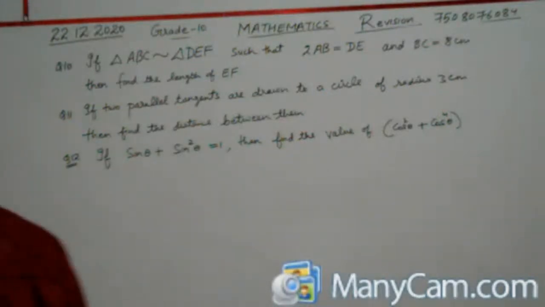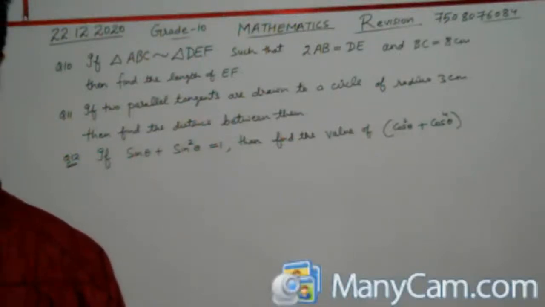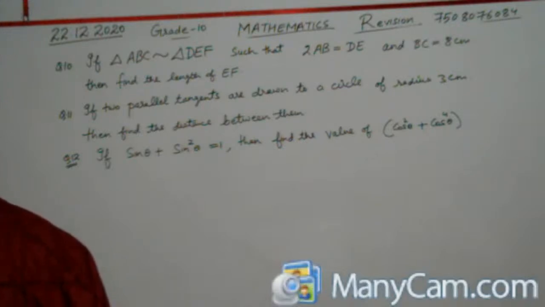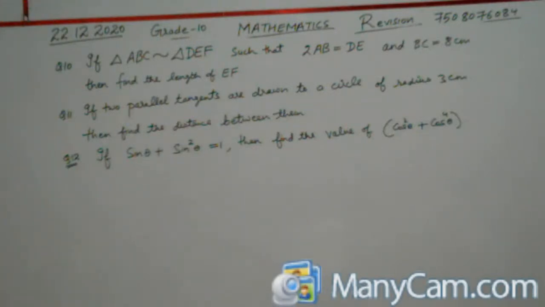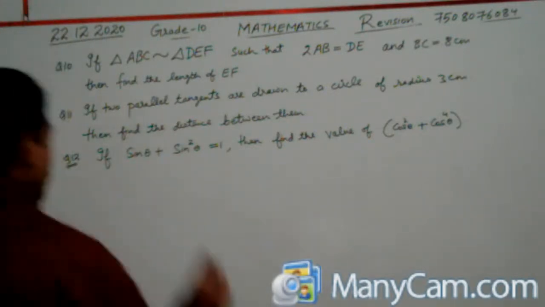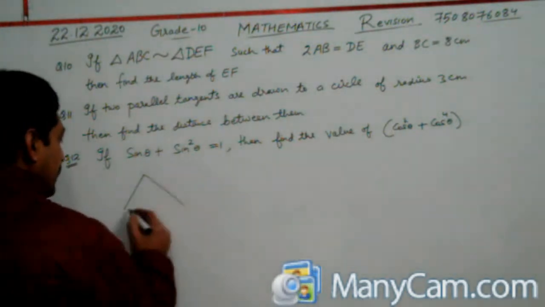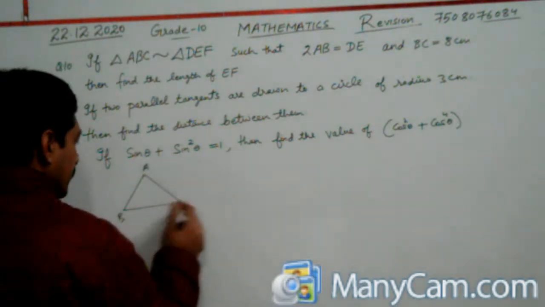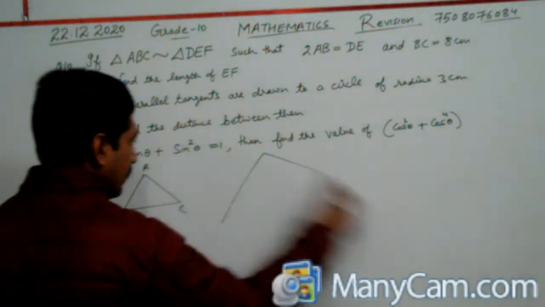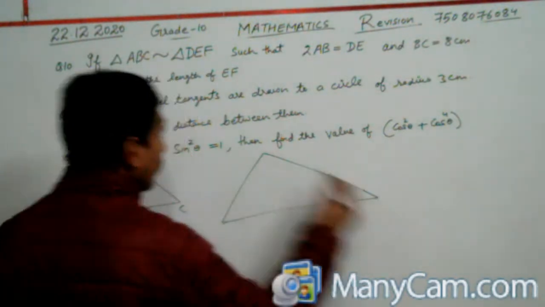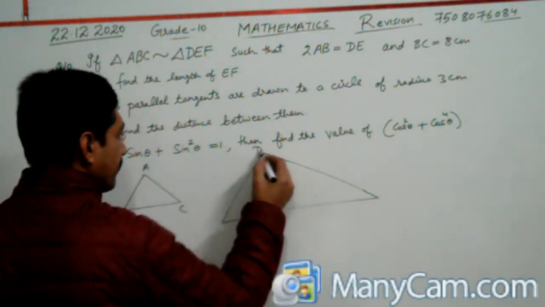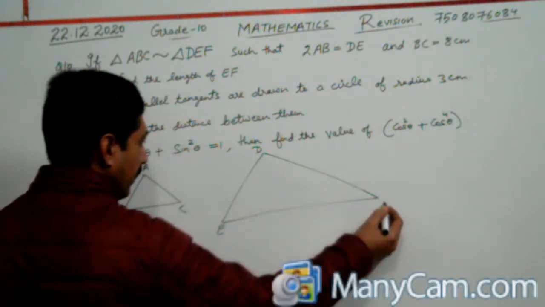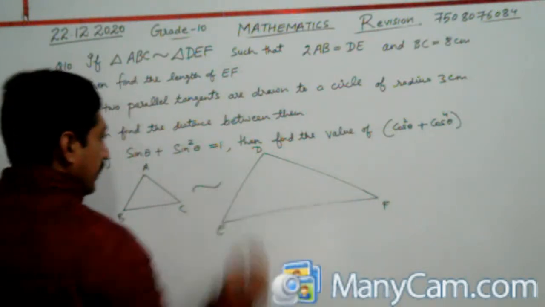So here the power is 1, minus 1 is minus 1. So EF is 4. So let's discuss if two triangles are similar. One is triangle ABC and one triangle is DEF. These are similar here.